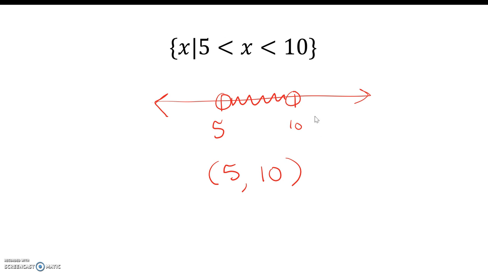And notice again, it looks kind of like an ordered pair because of the parentheses, but it's not. This would be considered an interval. It would include 5.1, it would include 9.9, 7, anything in between 5 and 10, but not including 5 or 10.